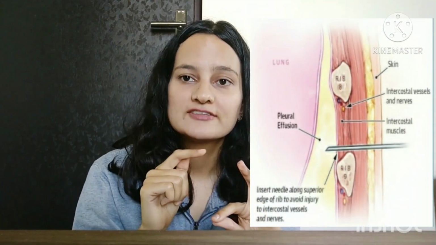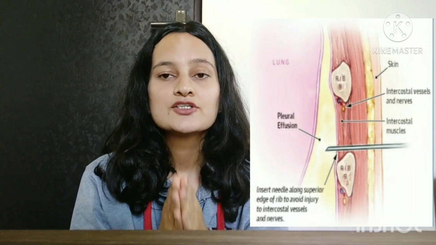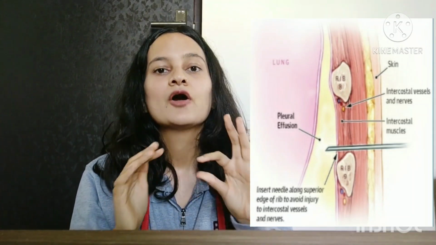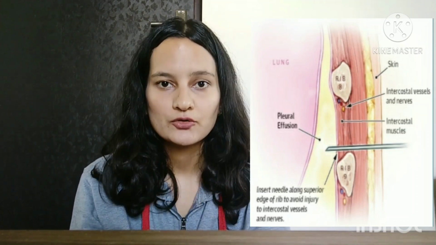Now, when you are doing the pleural tap or thoracocentesis, you have to make sure to insert the needle just above the rib, because below the rib are your neurovascular bundles. So to prevent damage to them, always make sure to insert the needle just above the rib and not below, to avoid damage to the neurovascular bundle.